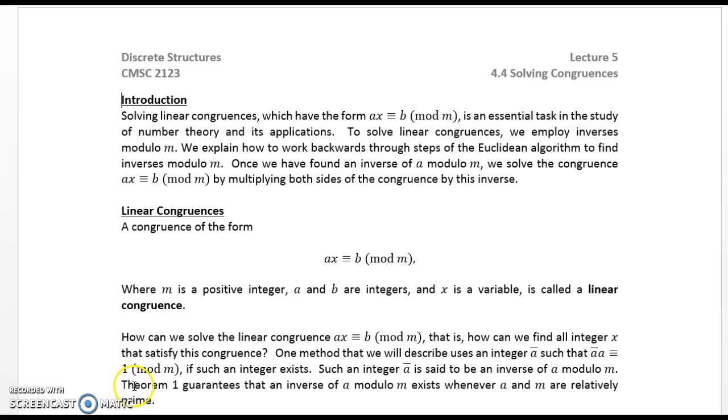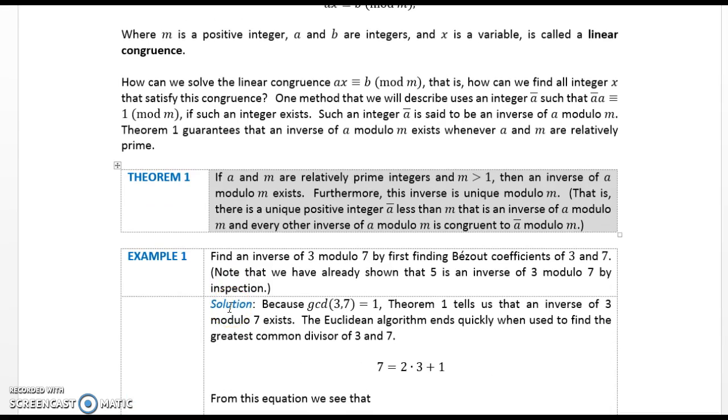A congruence of the form ax is congruent to b mod m, where m is a positive integer, a and b are integers, and x is a variable, is called a linear congruence. How can we solve the linear congruence ax is congruent to b mod m? That is, how can we find all integers x that satisfy this congruence? One method that we will describe uses an integer a hat, or the complement of a, such that a hat times a is congruent to 1 mod m, if such an integer exists. Such an integer a hat is said to be an inverse of a modulo m. Theorem 1 guarantees that an inverse of a modulo m exists whenever a and m are relatively prime.